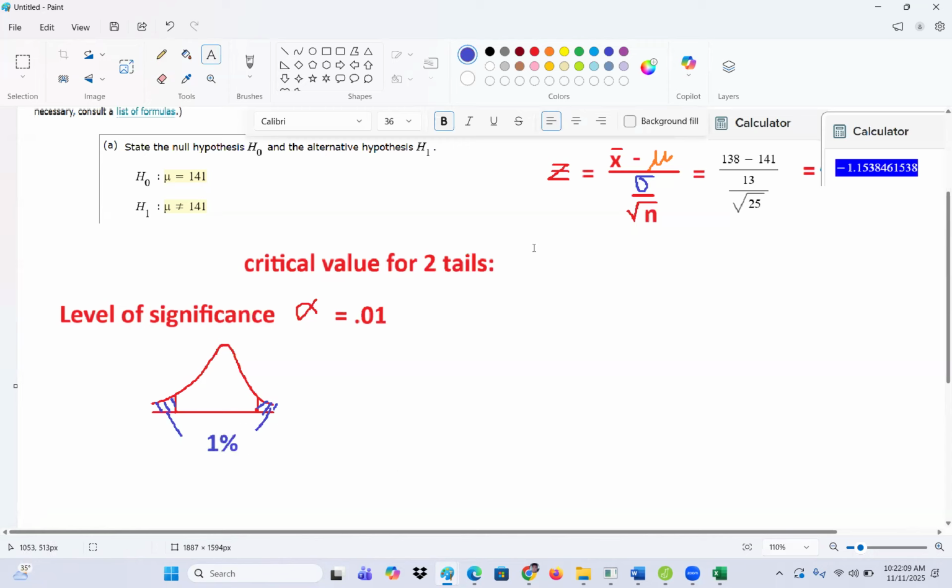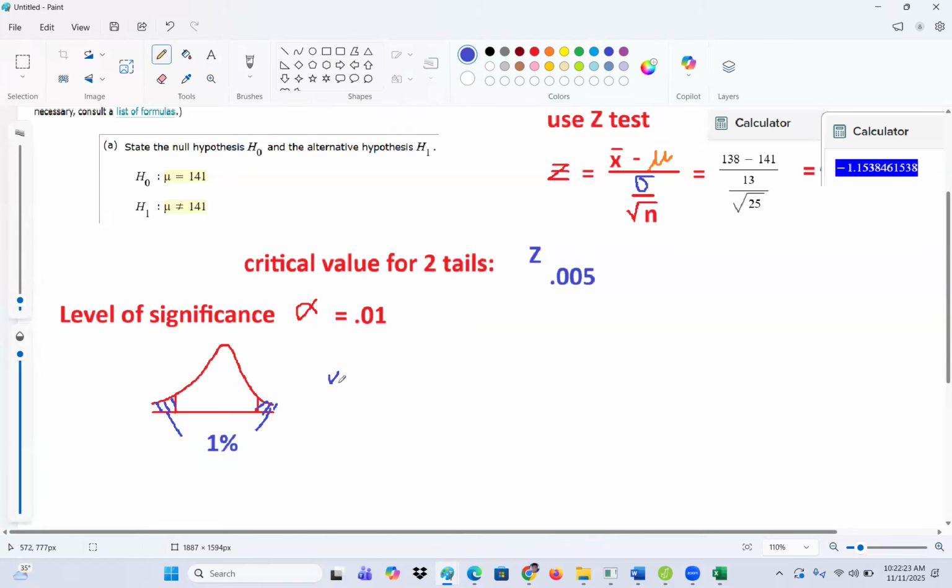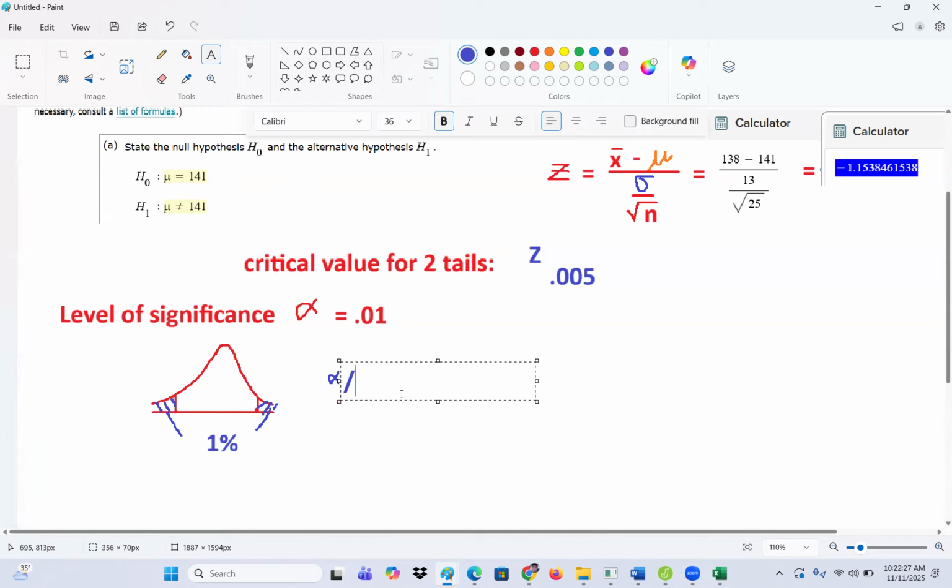And then when we write the z-score, you have to divide it by 2, so 1% is 0.005. So we're gonna take 1% alpha over 2. That is 0.01 over 2, which is 0.005.